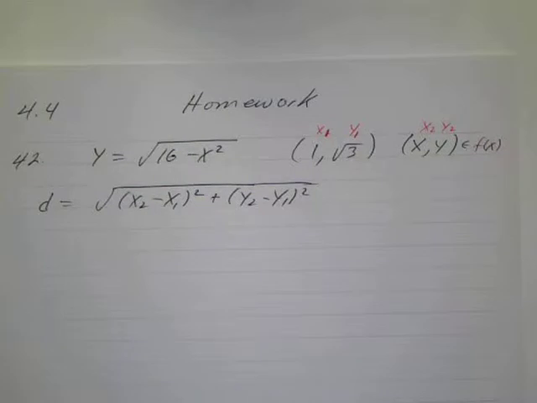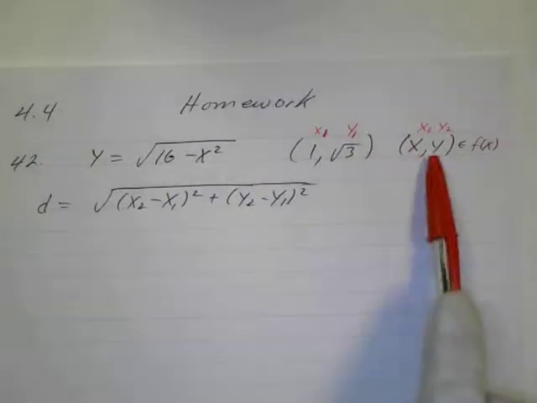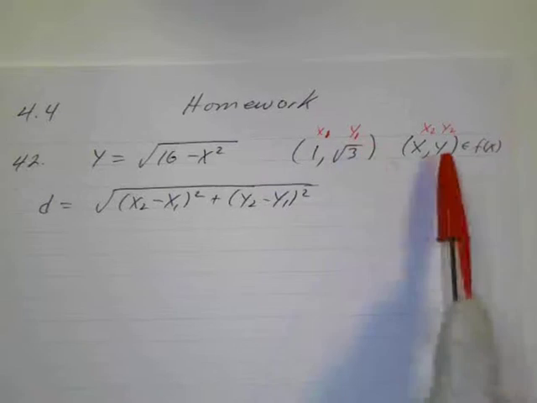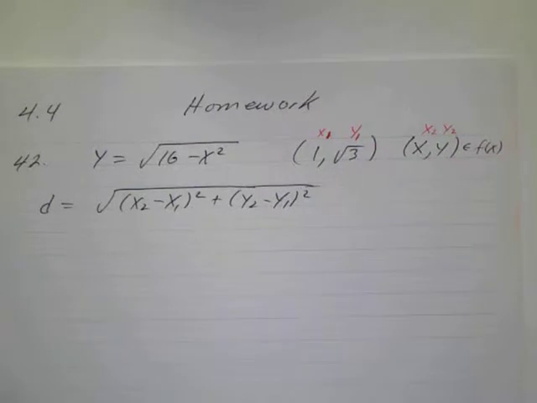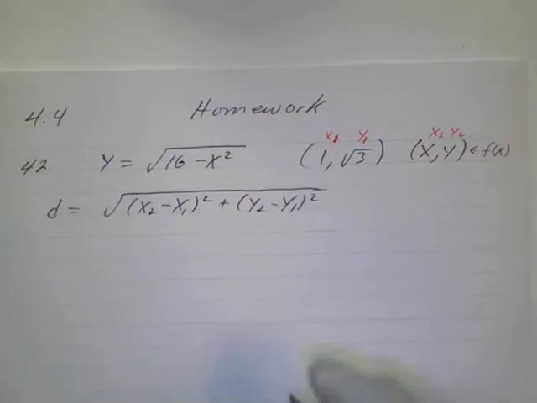So again, we want to find the point on the curve that is the closest to this point. So we want to find the distance between these 2 points and take the minimum of that, just kind of like we did in 41. Well, this is going to be a little trickier. You have to do this with the calculator. But let's take a look at this.